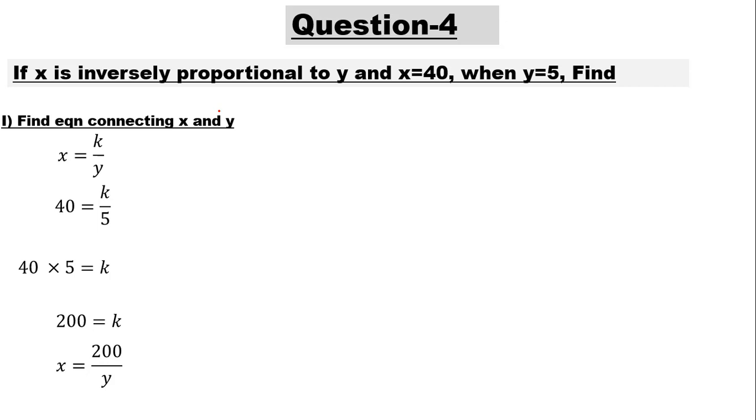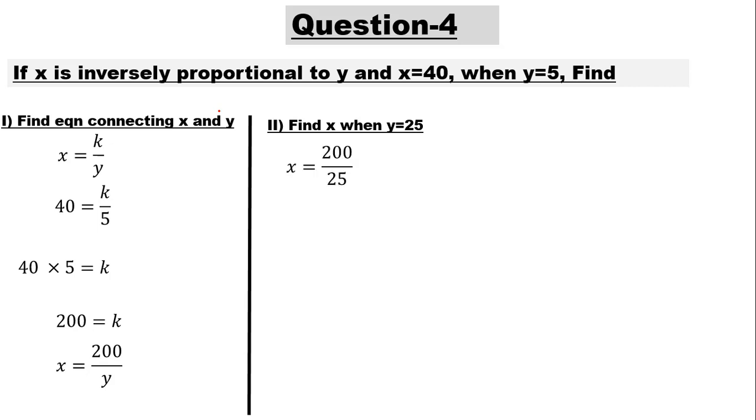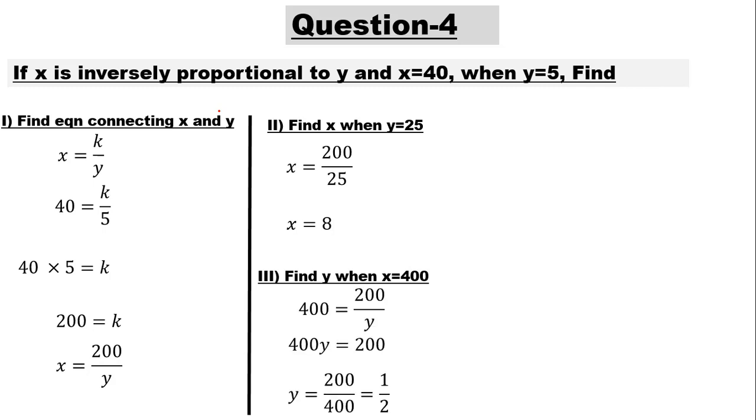This is the required result of ours. In part 2 students, you have to find the value of x when y is equal to 25. So if we replace y with 25, we will get the value of x that is equal to 8. In part 3 of the question students, you have to find the value of y when x is equal to 400. Now if we replace x with 400, we get 200 over 400, which is equal to 1 divided by 2.